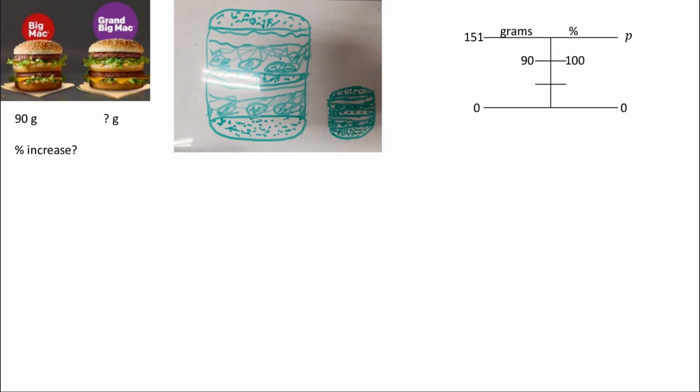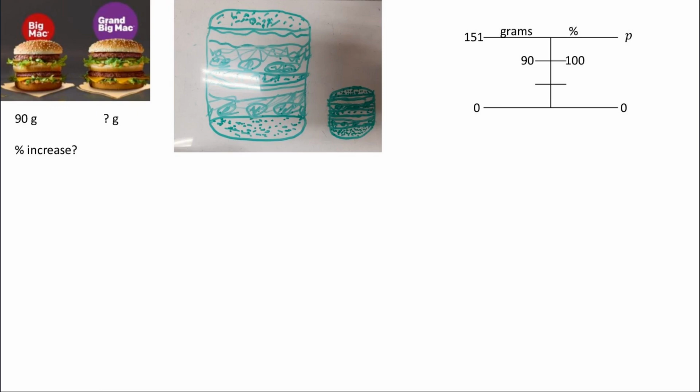I set up the double number line and I've got grams on one side, percentage on another, put the zeros in. I know that 100% is 90 grams. That's the original one. So I want to know what percentage increase that is to go from 90 to 151. Right, because if it had been 150, I think it would have been too easy for some kids. So I thought, righto, let's see what they can do.